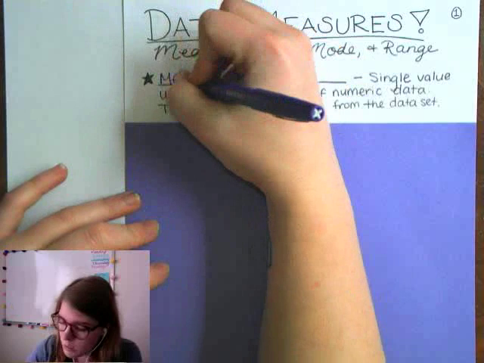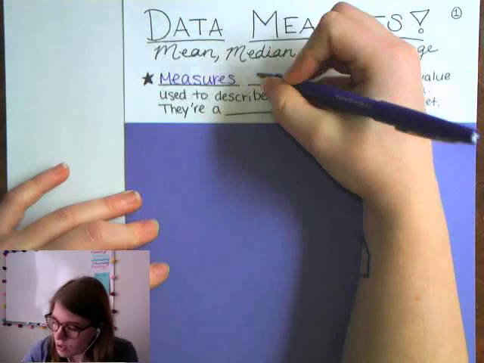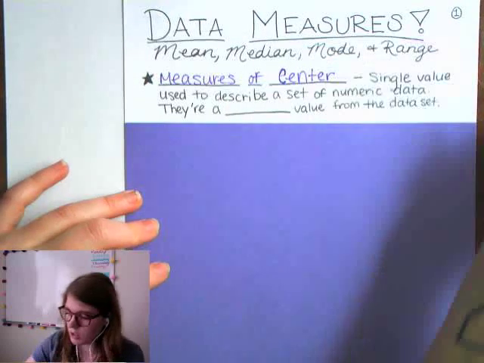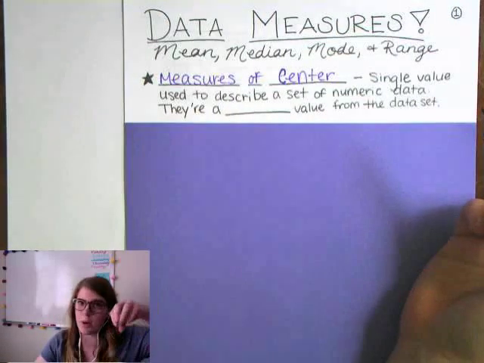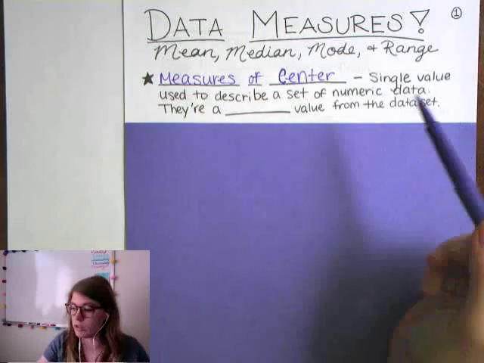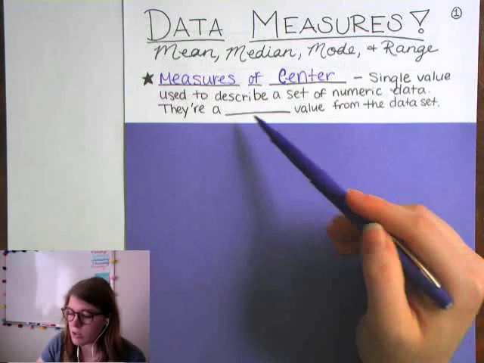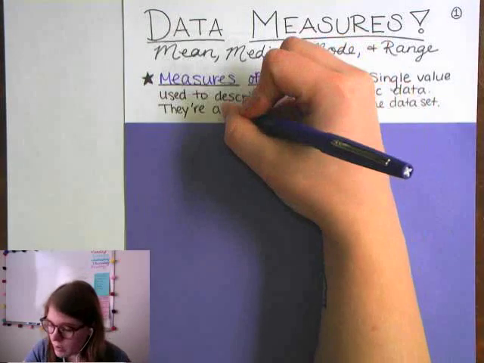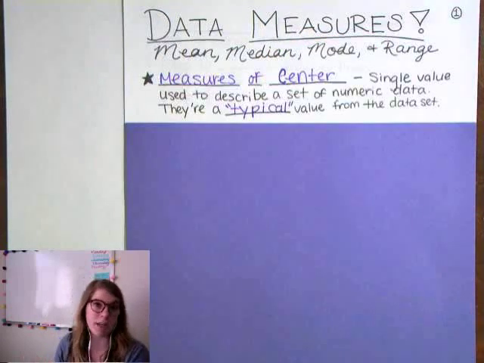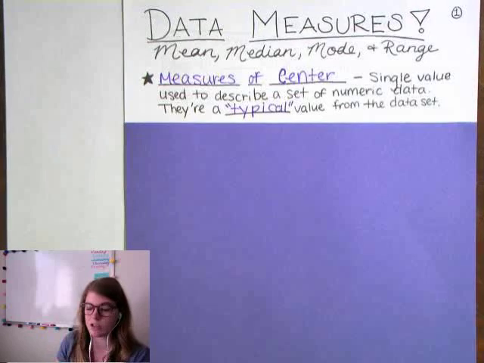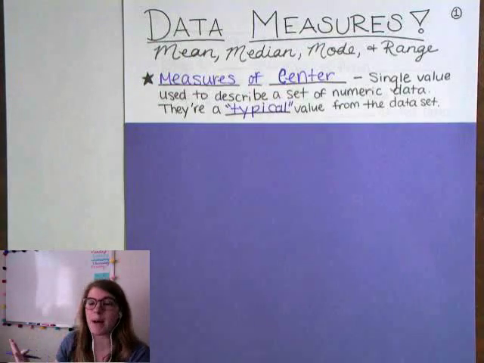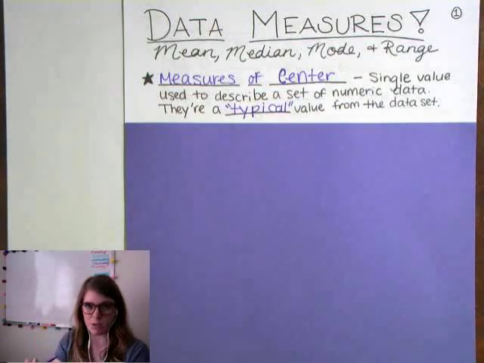So the first thing I want to point out is that 2 of these are considered measures of center. So when you think about center, you kind of think about where everything else is spread around it. And so that's basically what these 2 numbers are going to do, is they are going to be a single value used to describe a set of numeric data. So they are considered a typical value from the data set. So like a summary, like I said, we're going to find these measures of center. Both of them will be just one value that if somebody said, hey, about how much blah, blah, blah, you could give them this one value.